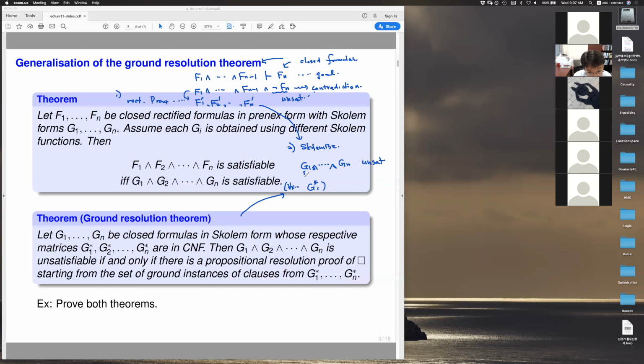Okay, so that's what we obtain from here. And then another formula together with Gn star in such a way that the above one is unsatisfiable if and only if the below one is unsatisfiable. And then we make sure this is all CNF. So in this part we can do it without really using the theorem, actually. Then after this part, we're going to use the ground resolution theorem.